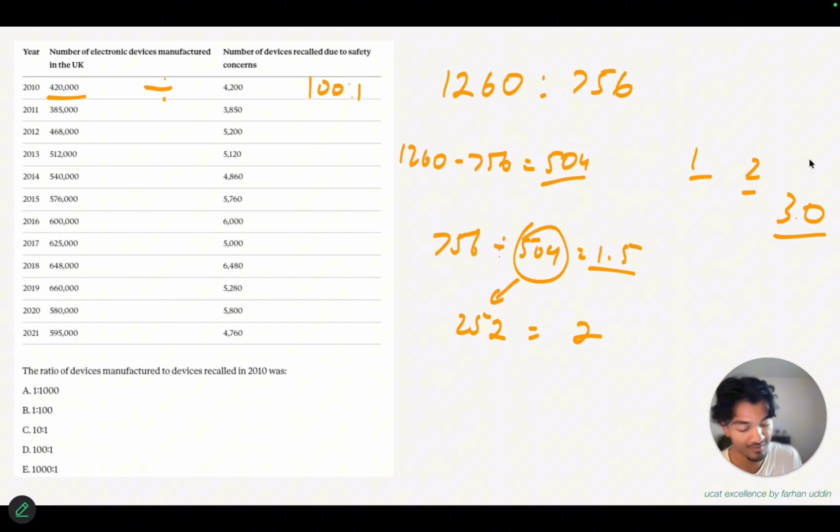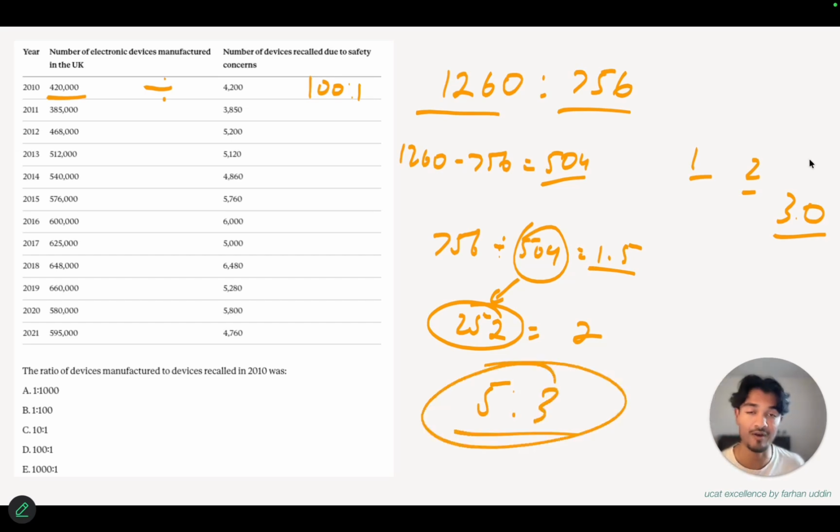So we know that this is the greatest common divisor between these two numbers. And the reason this number is now so useful is because if we do 1260 divided by 252, that gives us 5. And if we do 756 divided by 252, that'll give us 3. And so our final answer here for our simplest ratio is 5:3.